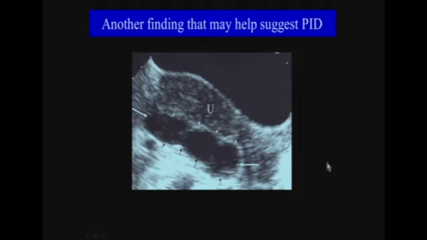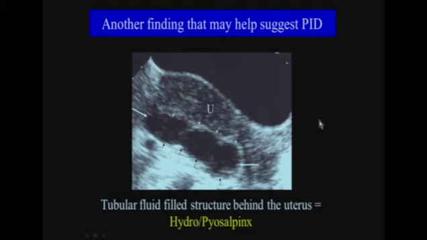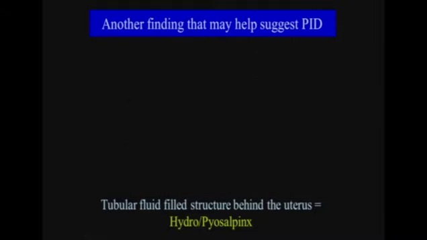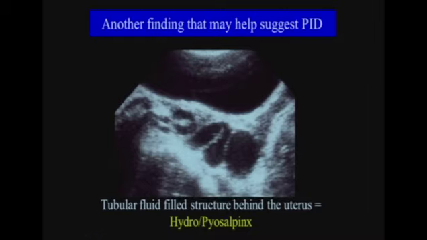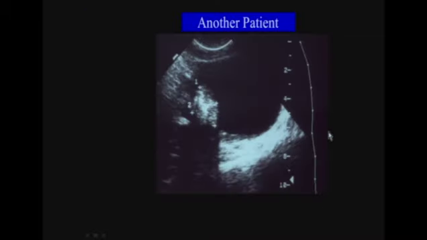This is another finding that may help suggest PID. In back of this gourd-shaped uterus is a cystic structure that was hydropyosalpinx. It would be intimated that hydrosalpinx would have no echoes and pyosalpinx would have contained echoes, but I've seen hydrosalpinx with echoes and pyosalpinx without contained echoes. And this is just another example of an obstructed fallopian tube in which one can see its tortuous nature.